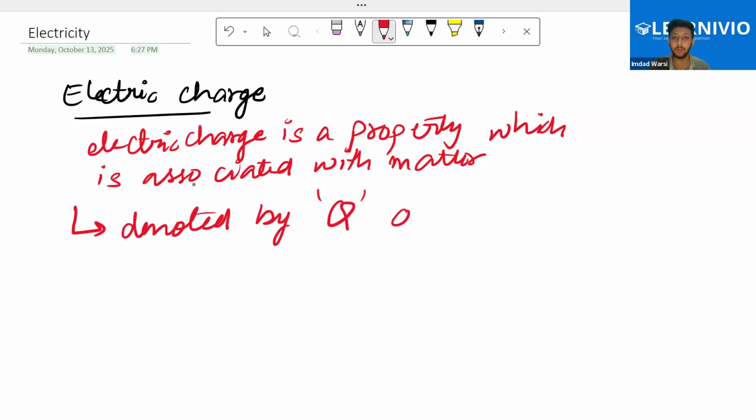Capital Q or small q, right? I think you must be knowing this. Yes or no? Yes, sir. Okay, write it down, then we'll move forward.